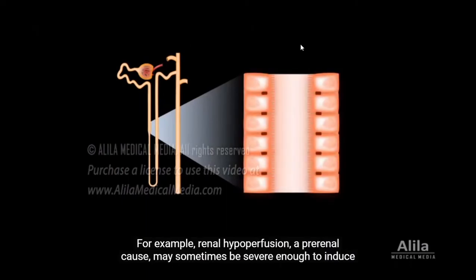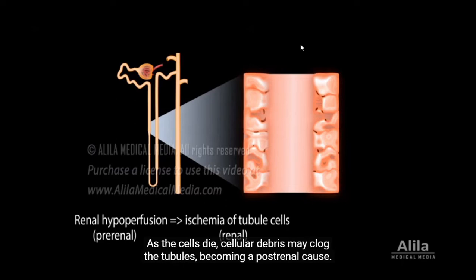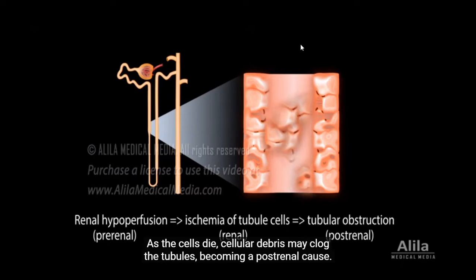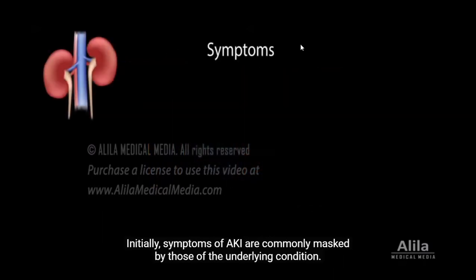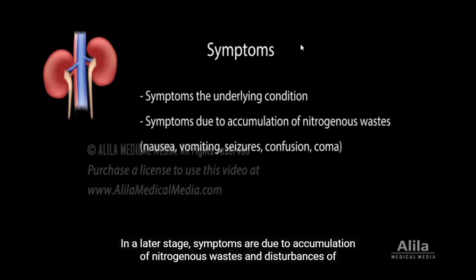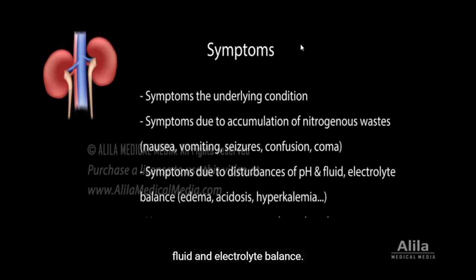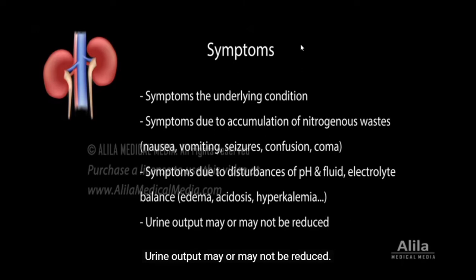For example, renal hypoperfusion, a pre-renal cause, may sometimes be severe enough to induce ischemia of renal tubule cells, leading to intrinsic kidney disease. As the cells die, cellular debris may clog the tubules, becoming a post-renal cause. Initially, symptoms of AKI are commonly masked by those of the underlying condition. In a later stage, symptoms are due to accumulation of nitrogenous wastes and disturbances of fluid and electrolyte balance. Urine output may or may not be reduced.